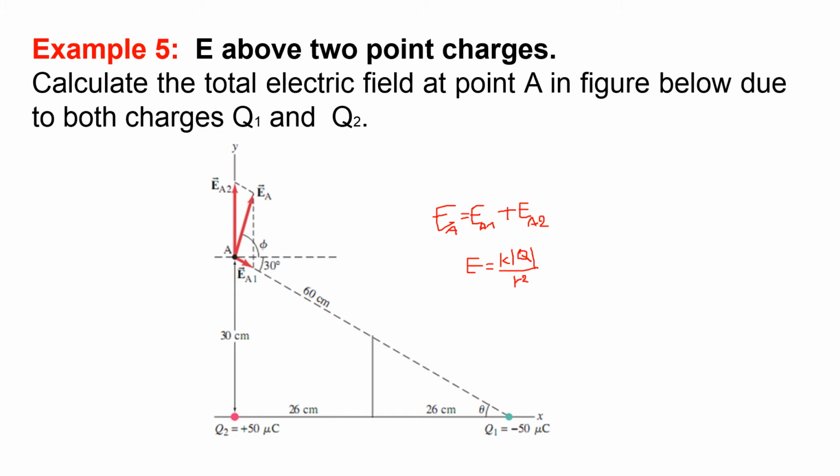Then this electric field due to charge 1 is having an angle theta with x-axis, below x-axis, which means that it has a positive x component and a negative y component. But the electric field on point A due to charge 2 is oriented along the y-axis, which means that it has only a y component and its x component is equal to 0.